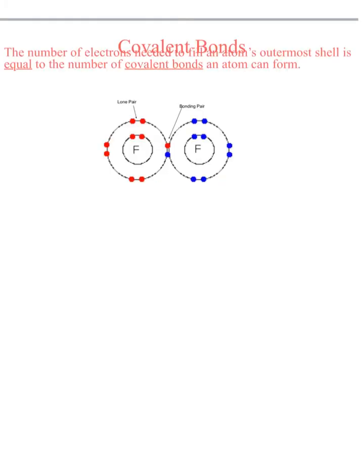So the number of covalent bonds that an atom can form is equal to the number of atoms needed to fill the outermost shell. So here we have fluorine. Fluorine is a group 17 element, which means it has 7 valence electrons. That means that each one of these fluorine atoms needs 1 extra electron added in order to fill their outer shell. That means they can each create 1 bond. They each have 1 bond.